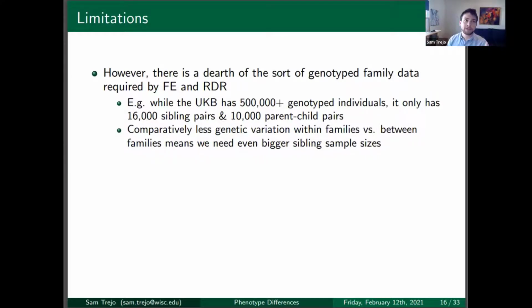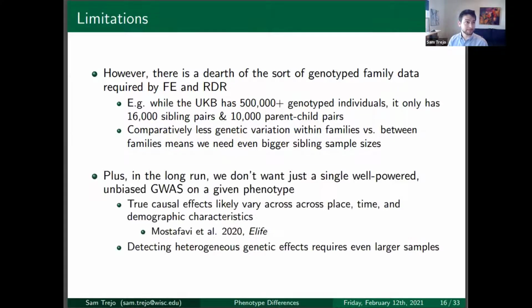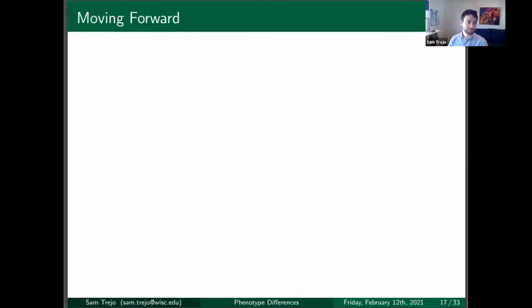And then also comparatively, you have less genetic variation within families. So we might need even bigger sample sizes if we're going to do within family analyses. Plus, I think in the long run, we don't just want a single well-powered unbiased GWAS for a given phenotype. If these true causal effects are going to vary across place, time, across characteristics of a person, then we're going to need to be able to run well-powered GWAS in a lot of even subsamples. So detecting heterogeneous effects is going to require even larger samples.